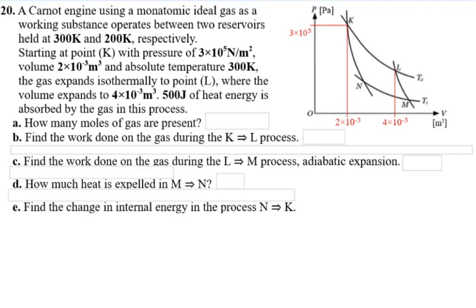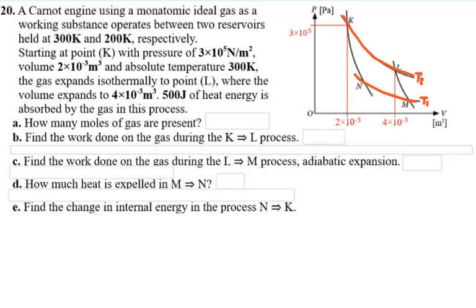In this video they say a Carnot engine using a monatomic ideal gas as a working substance operates between two reservoirs held at 300 and 200 Kelvin. So there's two temperatures, T1 and T2. The bottom one is T1 and the top one is T2. Between K and L I have an isothermal process, and between N and M I have an isothermal process.